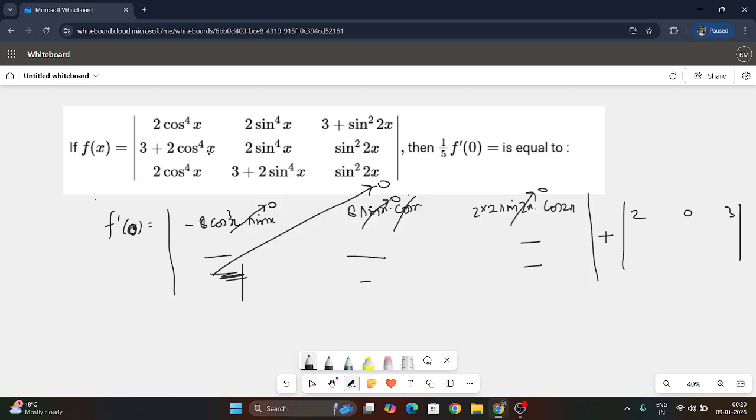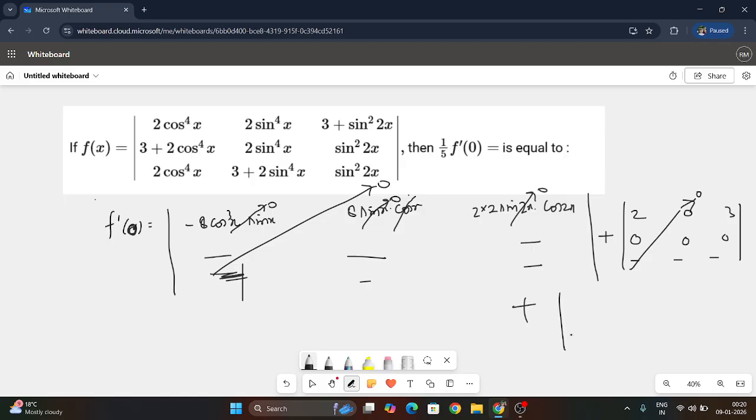So 8 cos cube x and sin x, sin is coming here also, sin is coming here also. When you differentiate the second row, you will get sin, and sin 0 is going to be 0. So it does not matter what is coming here. If you find the determinant of this, that is going to be 0.